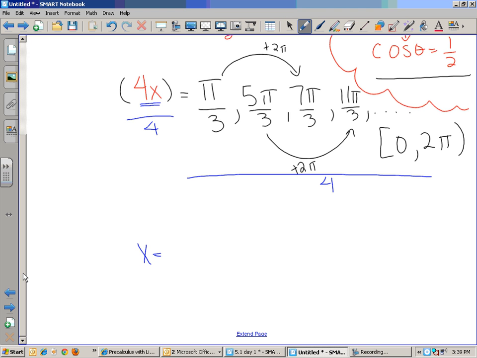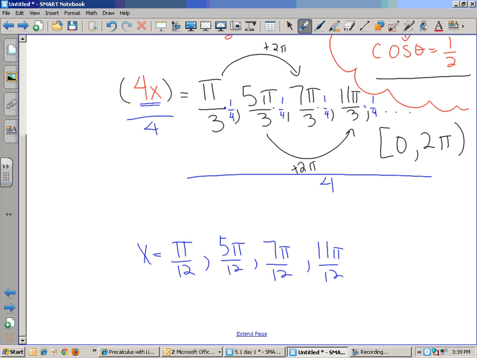And so pi over 3 divided by 4 is the same as saying times 1/4. So now I want to go, oh, well, this is going to happen at pi over 12, and then it's going to happen at 5 pi over 12. And then it's going to happen at 7 pi over 12, and then 11 pi over 12. And now remember that each of these answers up here, 5 pi, 7, 11, all of those happened every 2 pi, correct? But I'm now having to divide by 4.